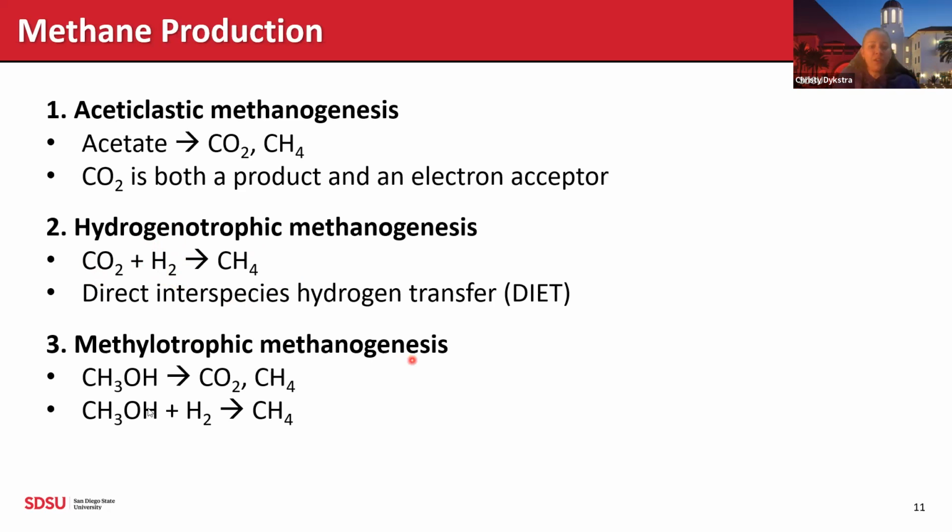These methylotrophic methanogens, I mention them just because they are typically a third group of methanogens. They can take things like methanol and convert it to CO2 and methane, or they can take methanol and hydrogen and produce methane only. These guys are kind of more minimal in the scheme of things. And so often we focus more on these two types in anaerobic digestion.